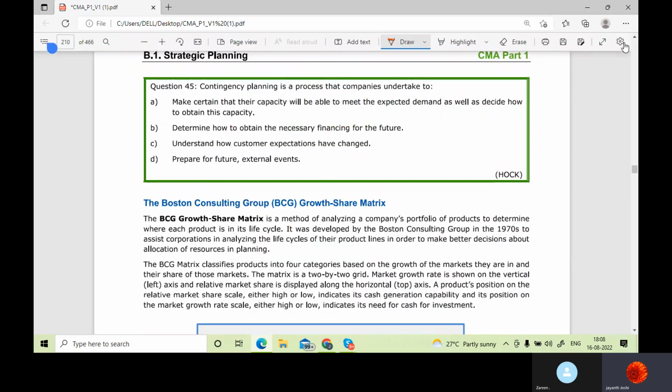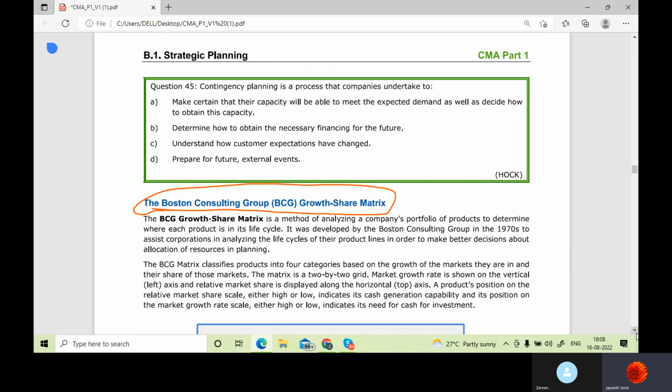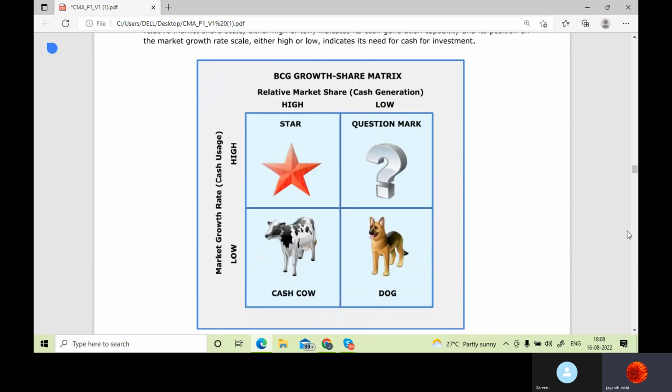Then comes the BCG matrix, a very important concept, the Boston Consulting Group growth share matrix. And you can see here, there are 4 things here. The matrix is in this form, and this is market growth rate, okay, and this is relative market share. So how will you interpret this? This is about cash usage, and this is about cash generation, how you use the money and how you generate the money. Okay, this is nothing but you put, and this is nothing but you pull back. That's what we can say.